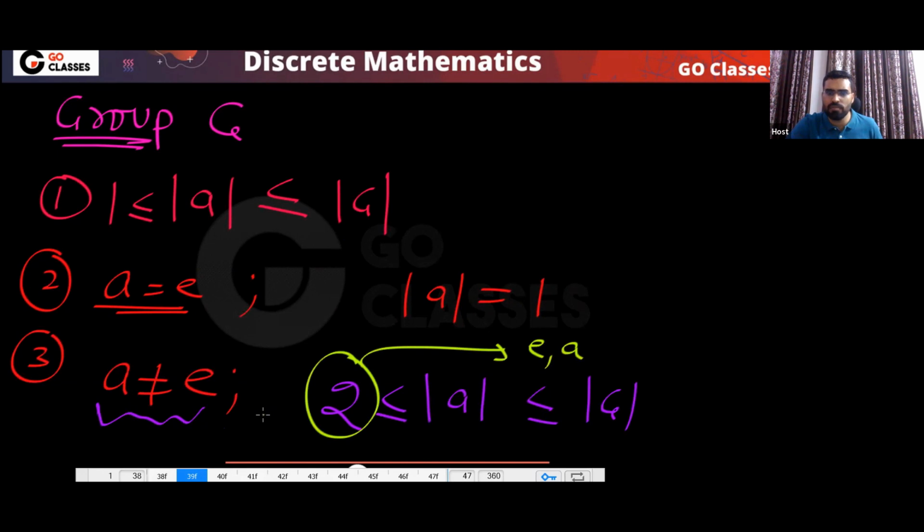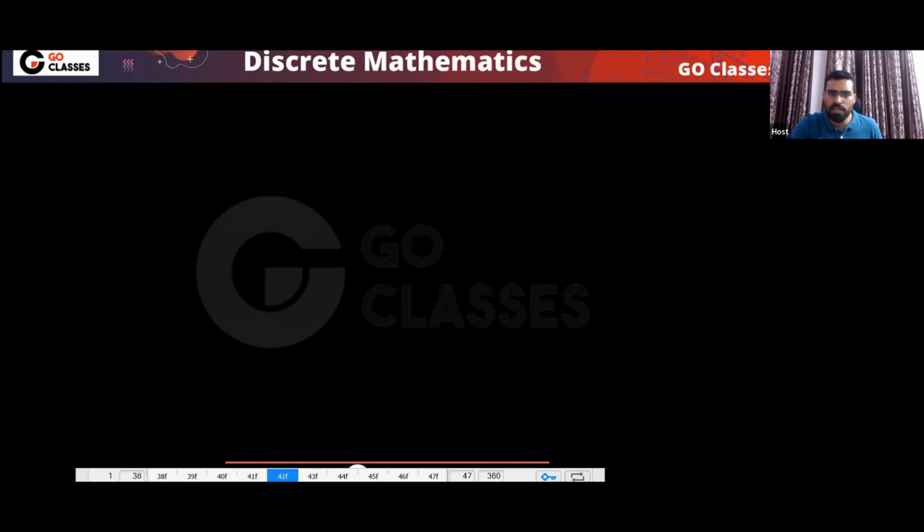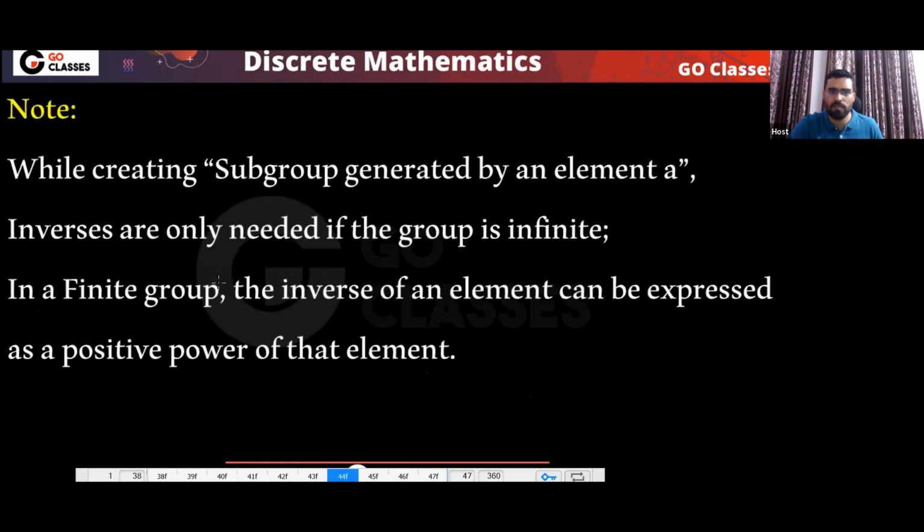Is this clear to everyone? So this 2 is coming because of E comma A. So in general, for all A I can say this. For the identity element I can say this. And for all A which is not equal to E, for them I can say this. Tell me, is this concept clear to everyone?